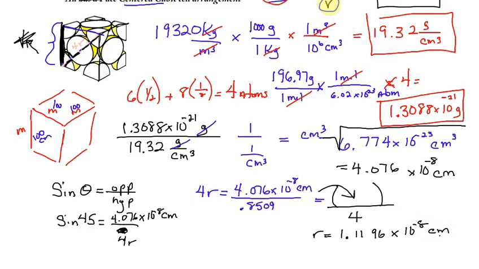Okay? So all I got left is to convert it into picometers. So to do that, real simply, take my number, 1.1196 times 10 to the negative 8 centimeters. Get rid of centimeters. Okay, 1 centimeter is equal to how many picometers?